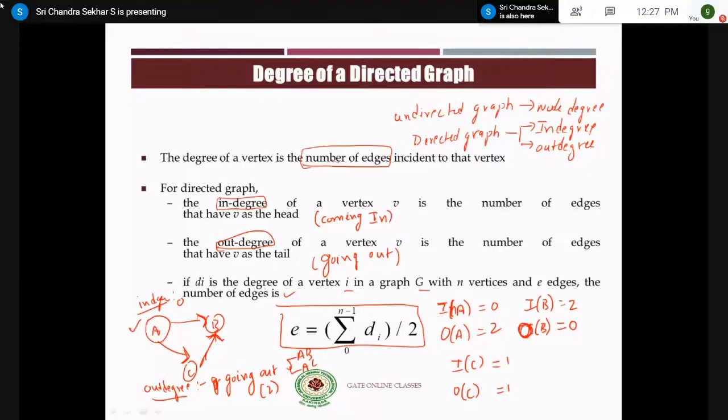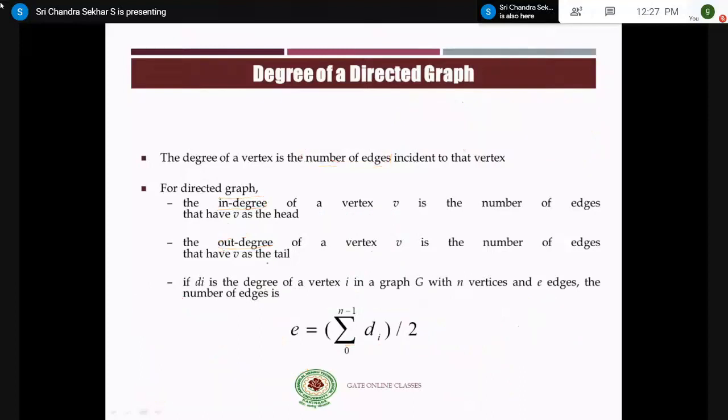This is very important. Please make a note of this. If the degrees of all the vertices are given and you are asked to find the number of edges, that is given by E is equal to d1 plus d2 plus d3 and so on up to dn, divided by 2. That is degree of first vertex, degree of second vertex, degree of third vertex and so on up to degree of the nth vertex, and the sum is to be divided by 2, right? Very important formula.